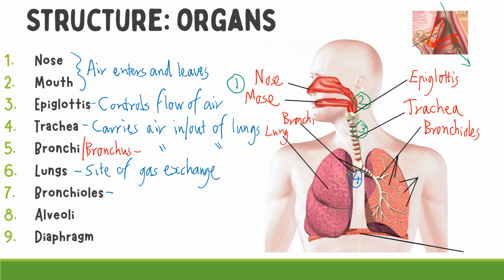The bronchioles, well, they carry the air to these final tiny organs, which we'll look at, that are called alveoli. So the job of the bronchioles is to carry air to and from the alveoli. And then we finally reach the end of the line, which are these dead-end tiny organs called the alveoli. And that's actually where the oxygen and carbon dioxide are exchanged.